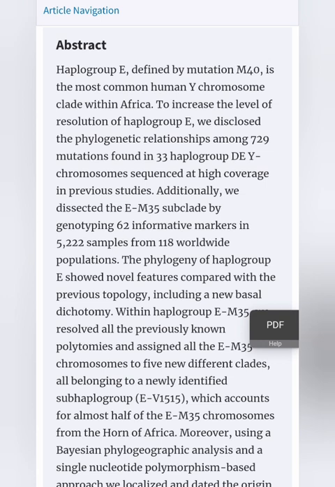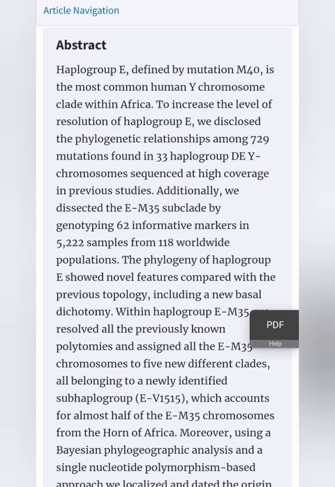The phylogeny of haplogroup E showed novel features compared with the previous topology, including a new basal dichotomy within haplogroup EM35. We resolved all the previously known polytomies and assigned all the EM35 chromosomes to 5 new different clades, all belonging to a newly identified haplogroup EV1515, which accounts for almost half of the EM35 chromosomes from the Horn of Africa.